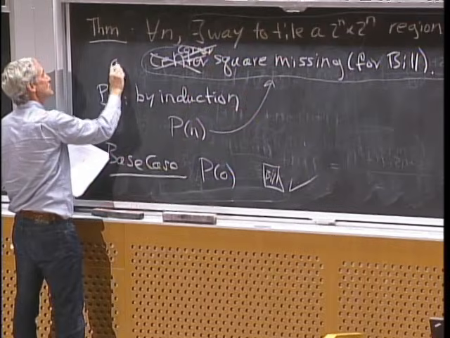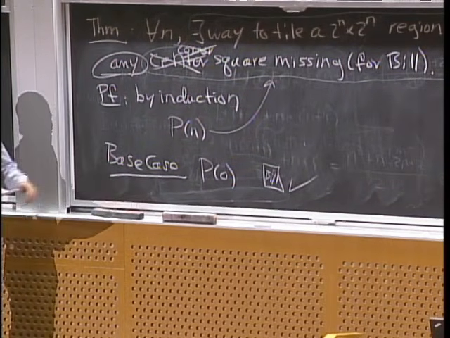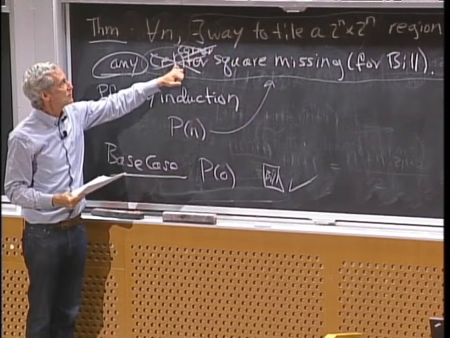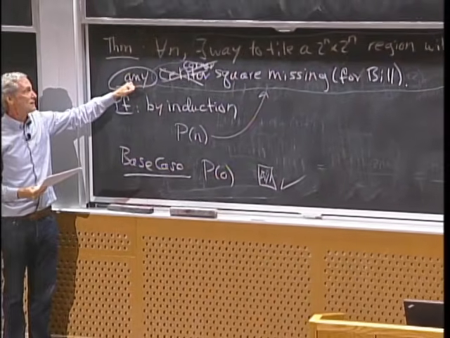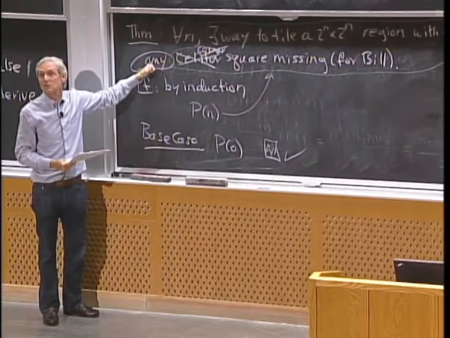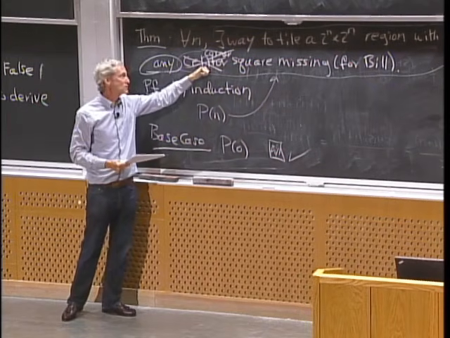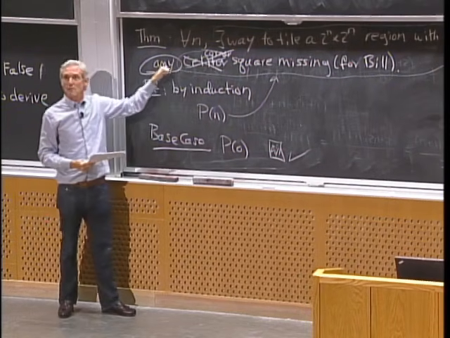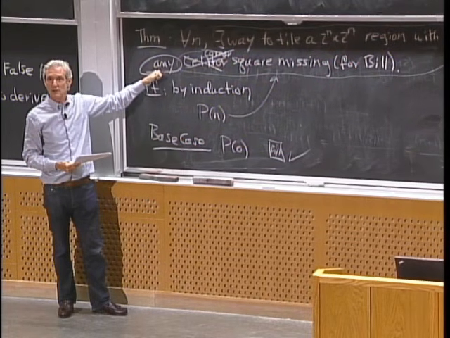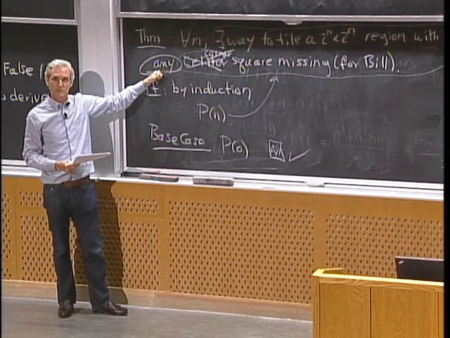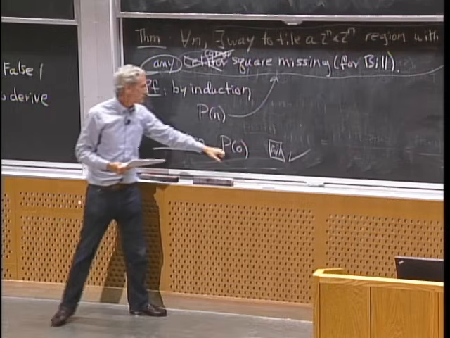Make the induction hypothesis be much stronger. I had trouble proving there's a way to do it with the center square missing. Turns out to be easier to prove it where you assume any square could be missing. Seems like this should be harder, right? We had a hard enough time just showing this square missing was doable. But by trying to prove a harder problem, assuming something stronger in Pn, it gets easier to prove. All right, now we better check the base case, P0, but that's easy.